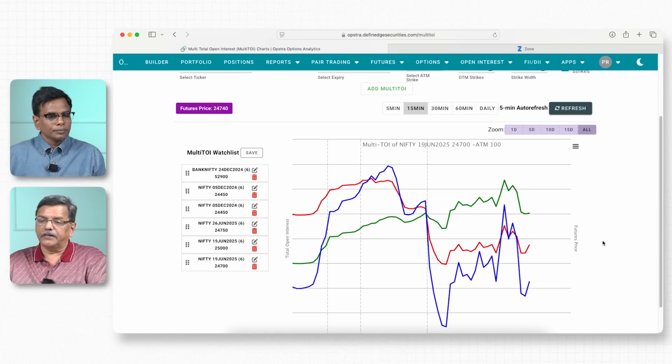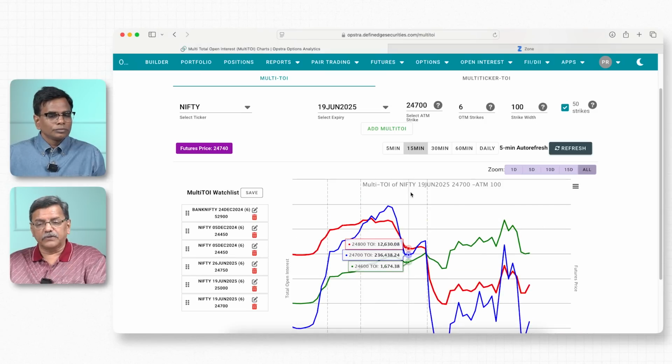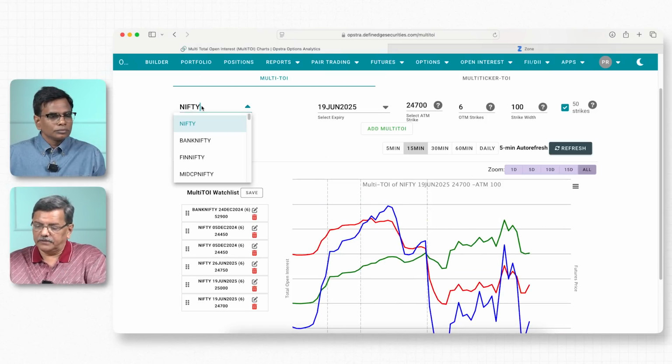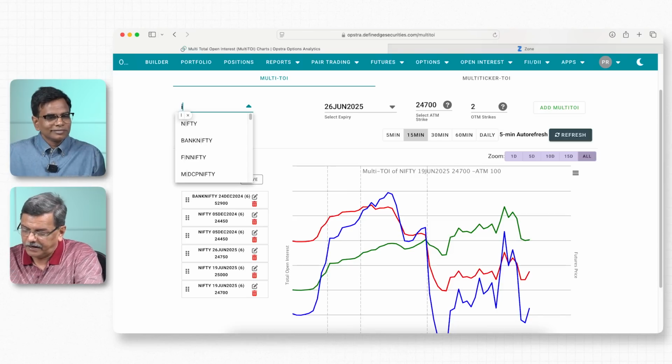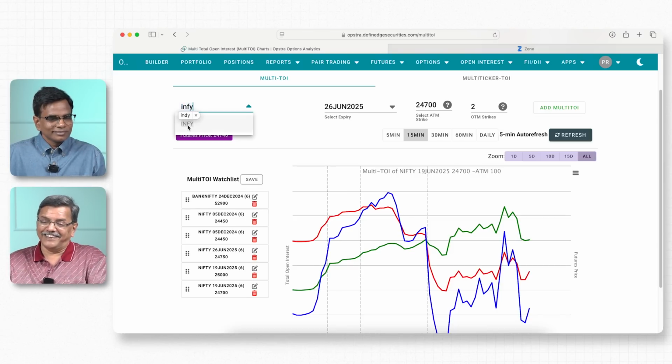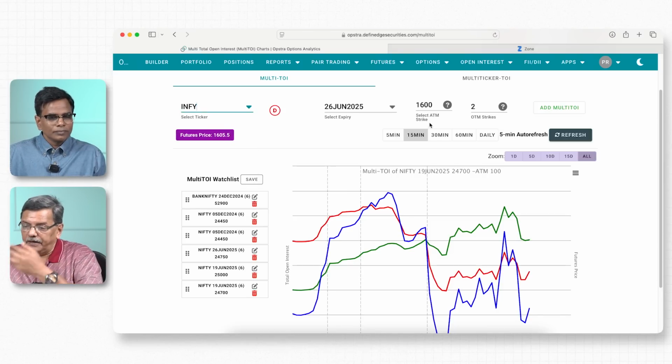So that is what multi-TOI is. And here you can do the same thing with stocks also. I mean, just to give an example. People keep laughing at me because every time I give the example of Reliance, so I'm not going to talk about Reliance today. So Infy, yeah, it is at 1600.